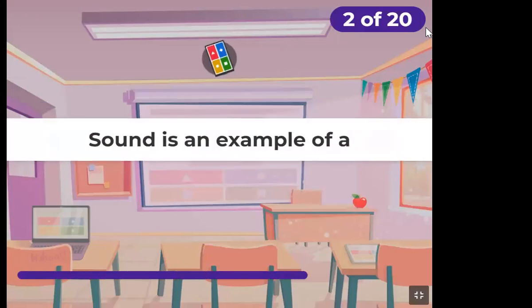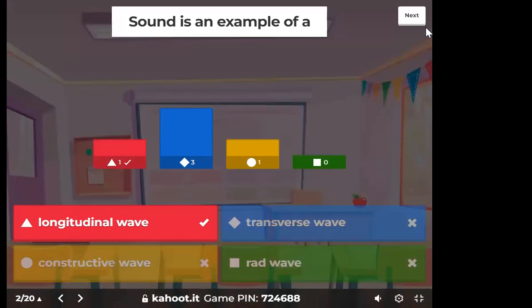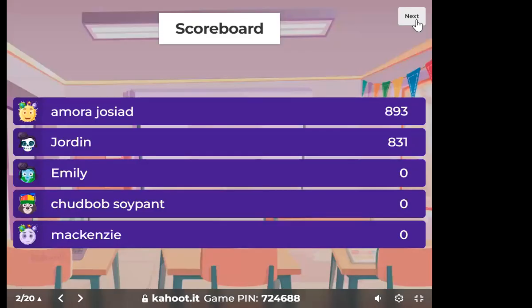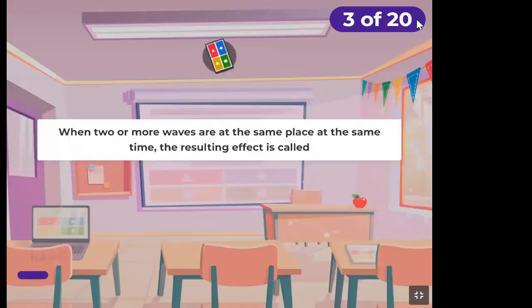Sound is an example of a longitudinal wave. You guys see this poster over here? It says transverse versus longitudinal, right? So longitudinal is a compression wave. That's what sound is. That one's hard to draw if you draw little dots to represent air molecules, for example. Emily, yes, sound is a longitudinal wave.